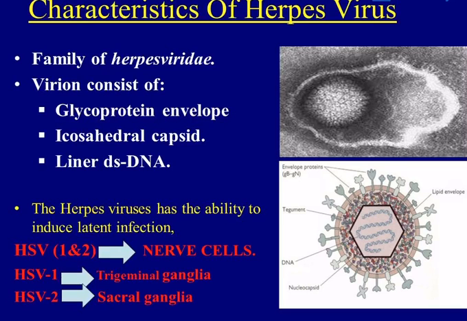Characteristics of herpes virus. Family Herpesviridae. The virion consists of a glycoprotein envelope, icosahedral capsid, and linear dsDNA. The herpes viruses have the ability to induce latent infection. HSV1 and HSV2 stay latent in nerve cells: HSV1 in the trigeminal ganglia, HSV2 in the sacral ganglia.